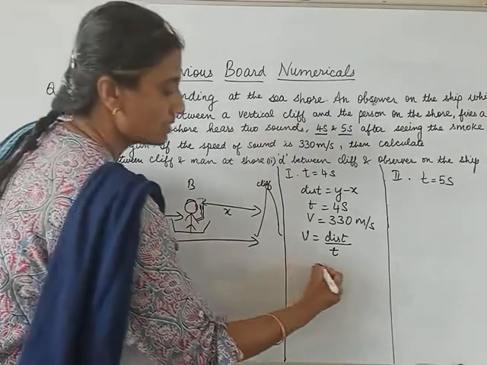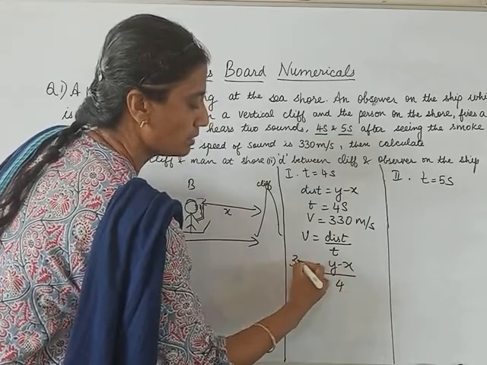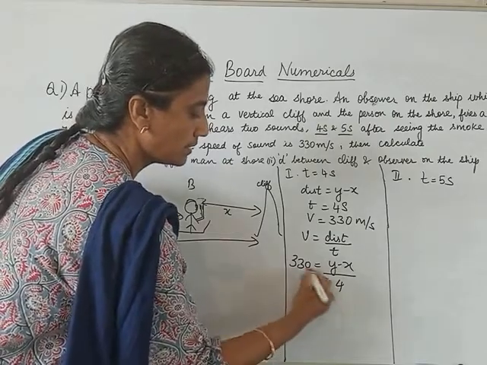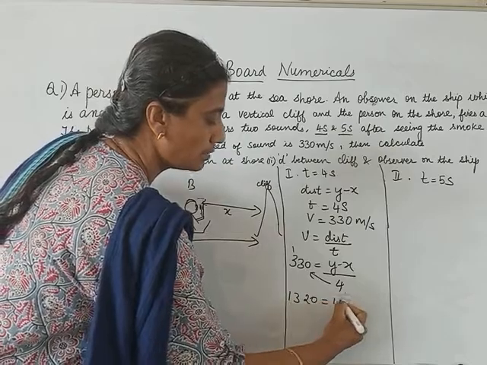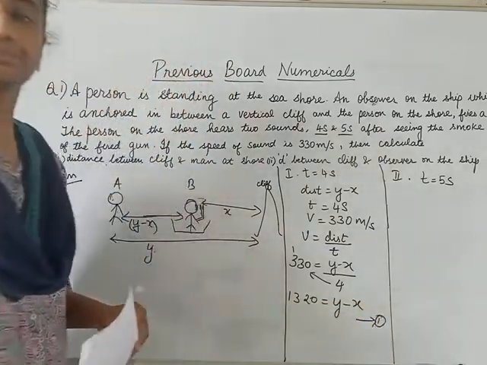So (y minus x) upon 4 is equal to 330. Now cross multiply it. 3 4s are 12, so 1320 is equal to y minus x. This is one equation that you will get.